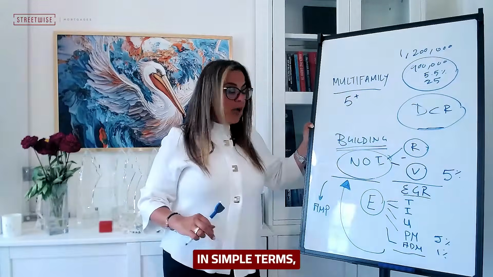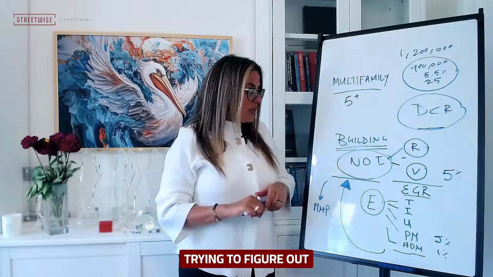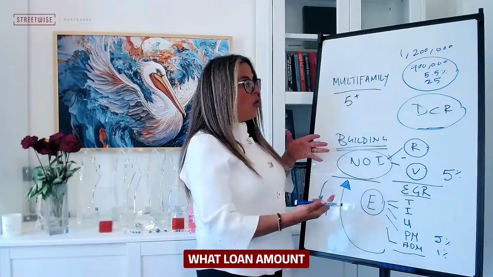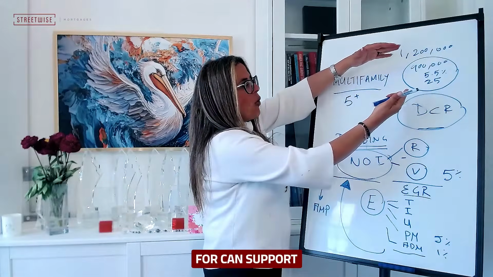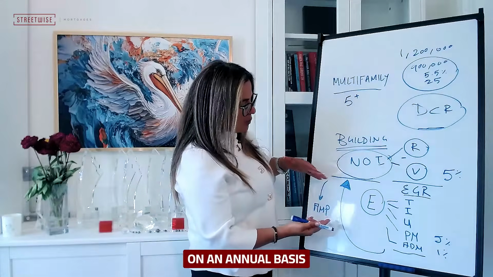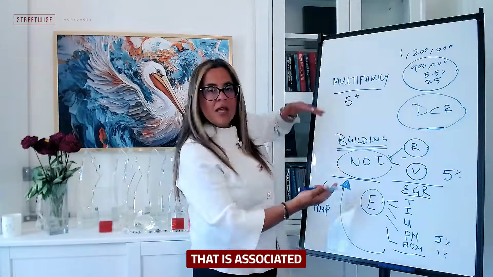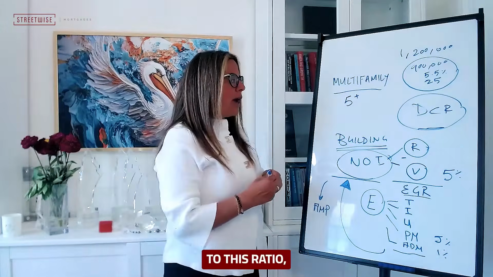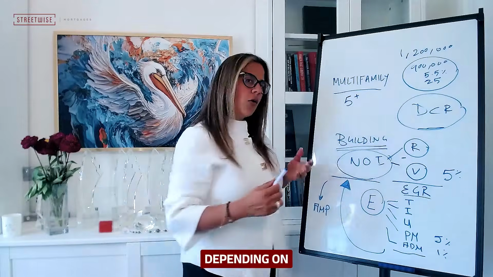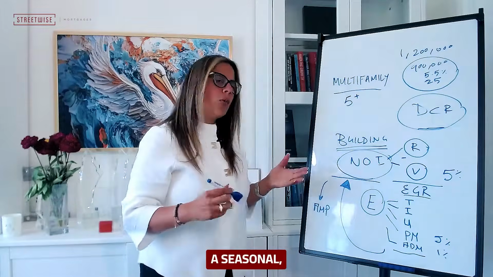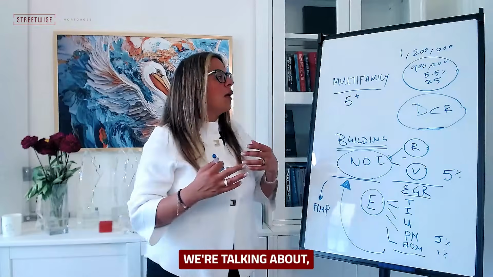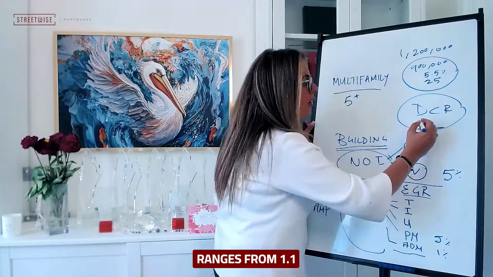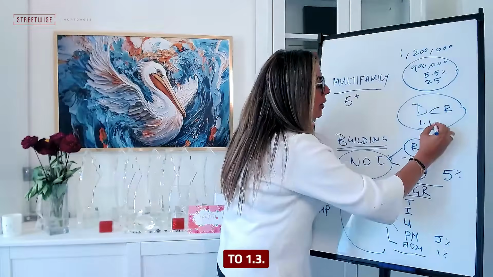So in simple terms, we're trying to figure out, based on this building's performance, what loan amount would it qualify for? Can it support this mortgage payment on an annual basis that is associated with this loan amount? That's what we're doing here. And when it comes to this ratio, depending on whether we are talking about a CMHC loan or a conventional loan, this number ranges from 1.1 to 1.3.